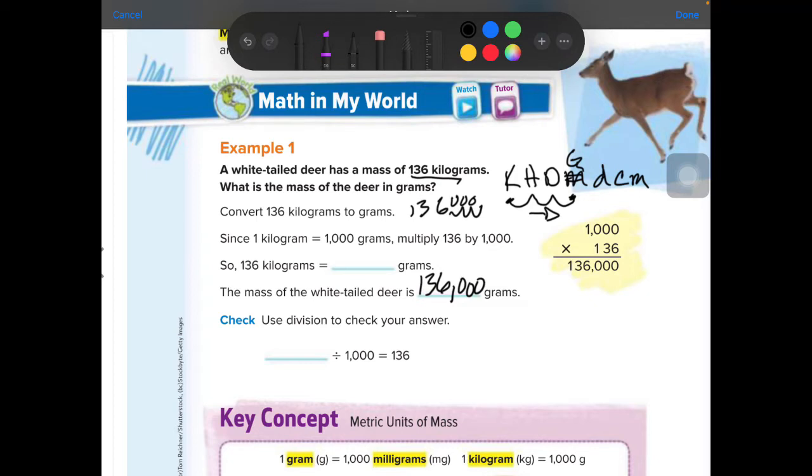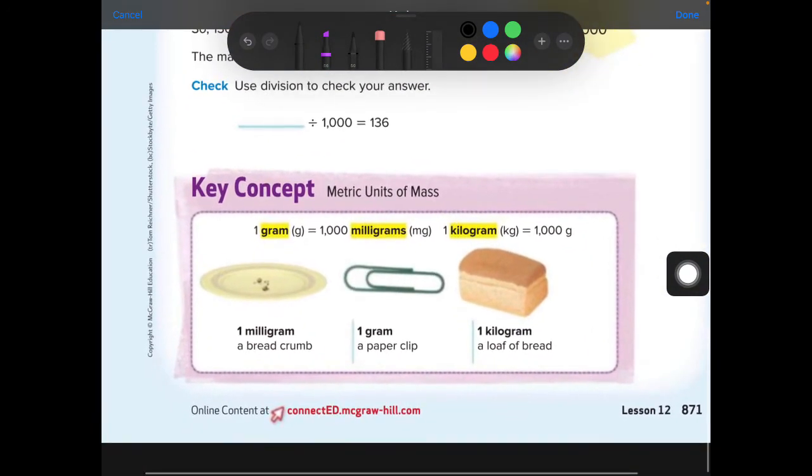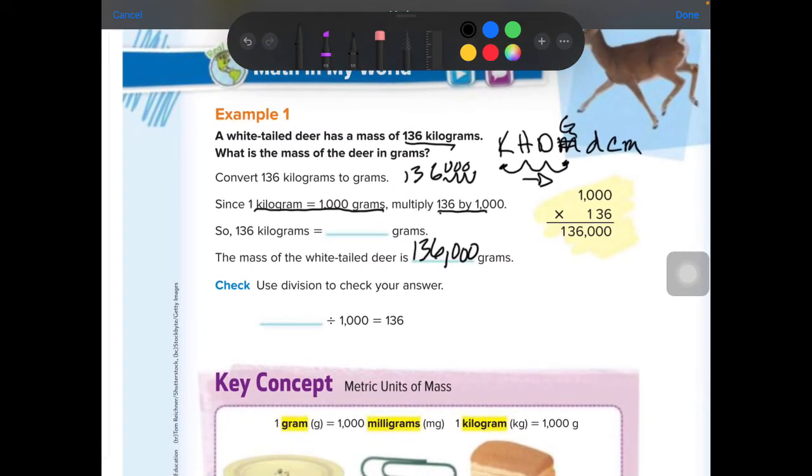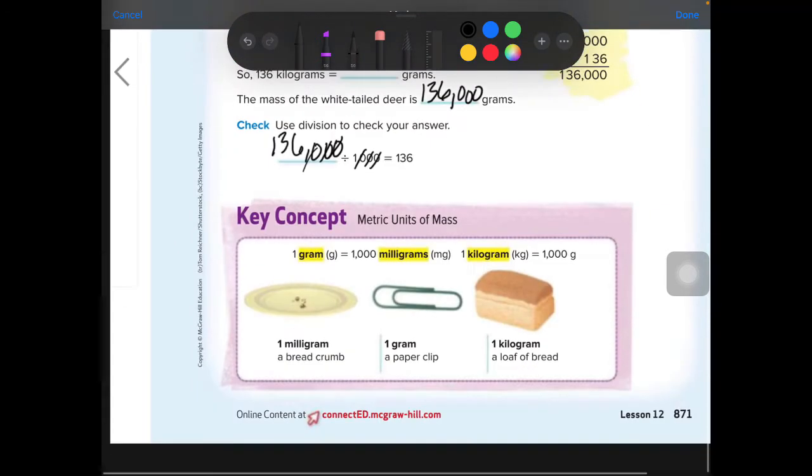grams. Now, they also wanted you to know that since a kilogram also equals 1,000 grams, we can just multiply 136 by 1,000. So, strategy 1, King Henry. Strategy 2 is knowing all of these fun increments so you can just convert them in your head. We can also use division to check our answer by putting 136,000 divided by 1,000, which means we take off those zeros, would equal 136.